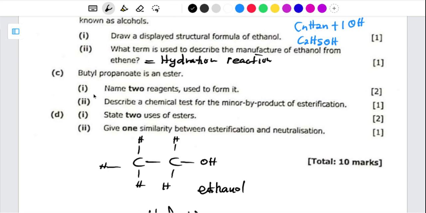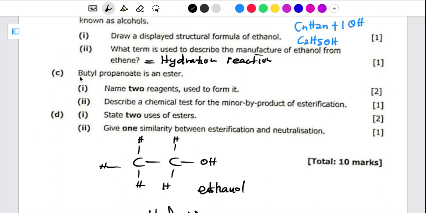Question C. Butyl propanoate is an ester. So esters, they can be artificial or they can exist as natural, like the way flowers smell. Some of the flowers smell good because of the esters. They occur naturally, as well as you can make them. So the question is saying, name 2 reagents used to form it.